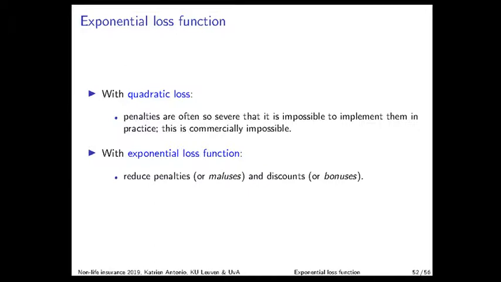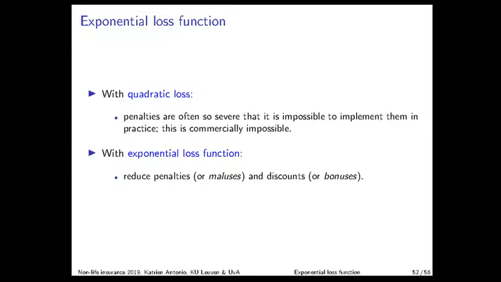Now, earlier on, when discussing the various scenarios for the reported claim history of a good, average, and bad driver, we already mentioned the severity of the discounts and penalties imposed by the credibility model. With the quadratic loss function used in our calculations, the penalties are so severe that it is impossible to implement them in practice. That's commercially just impossible.